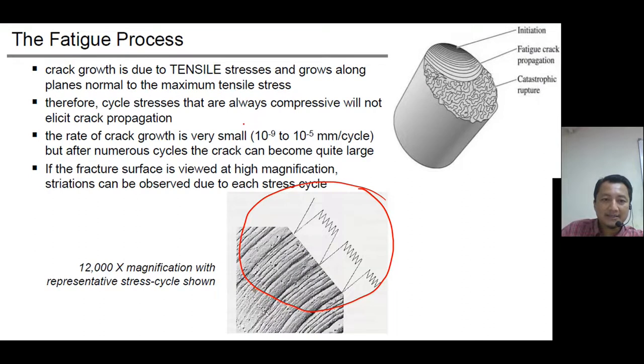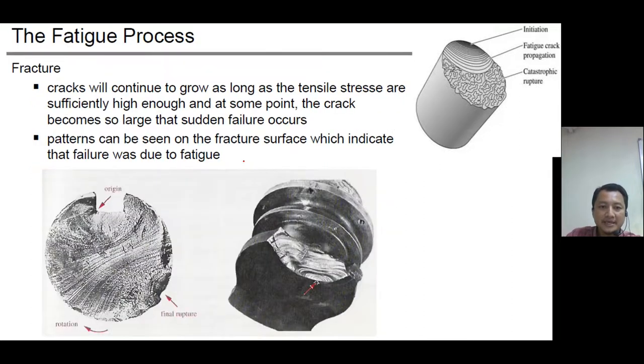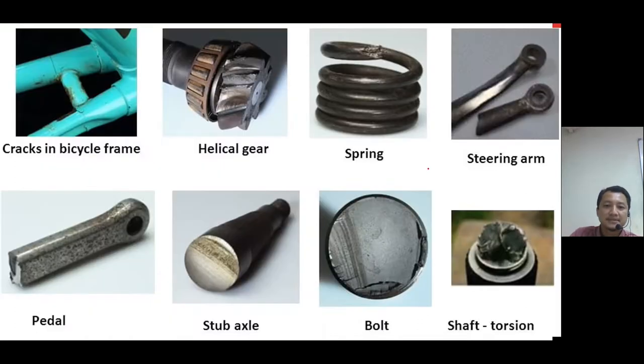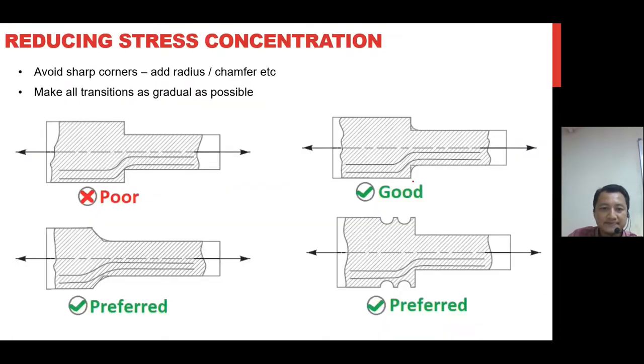The crack growth is very, very small, down to 10 to the power of negative 9, which is nanometer scale. Eventually those cracks grow and they will come to a point where the part cannot sustain anymore. So you're going to see catastrophic rupture. So these are some of the parts which are failing due to fatigue.